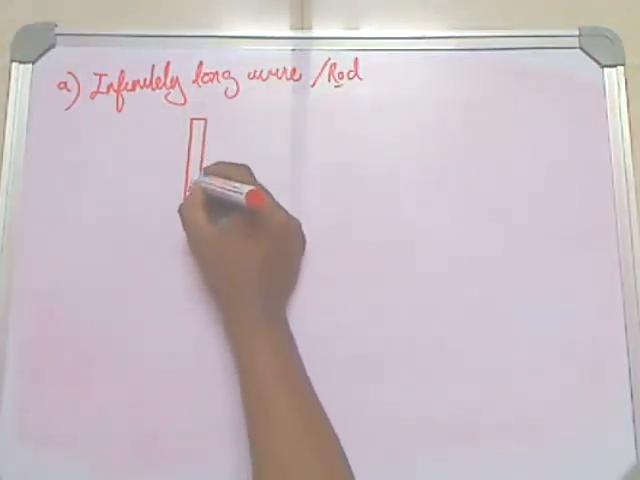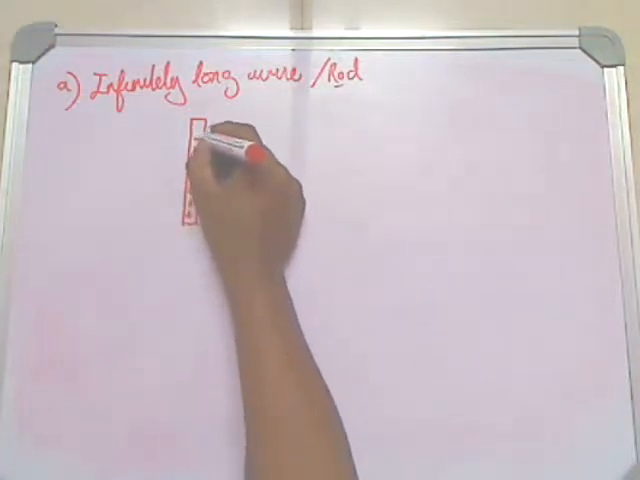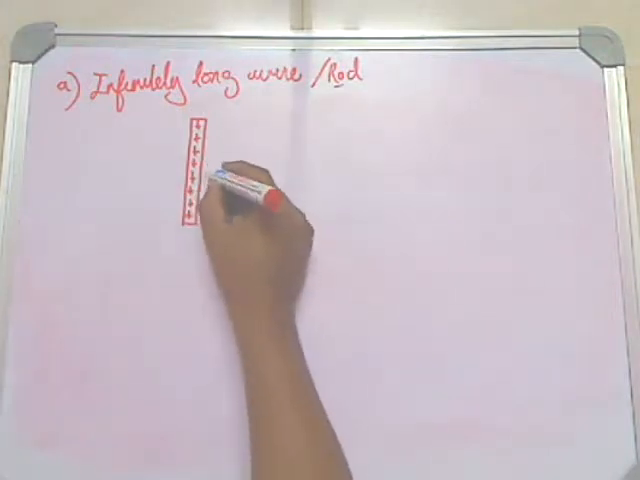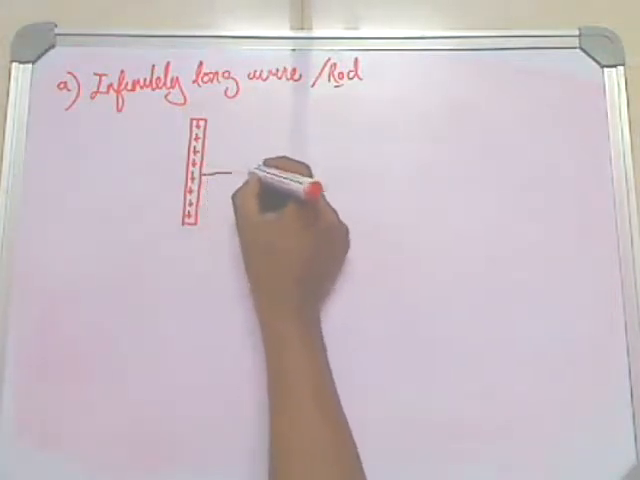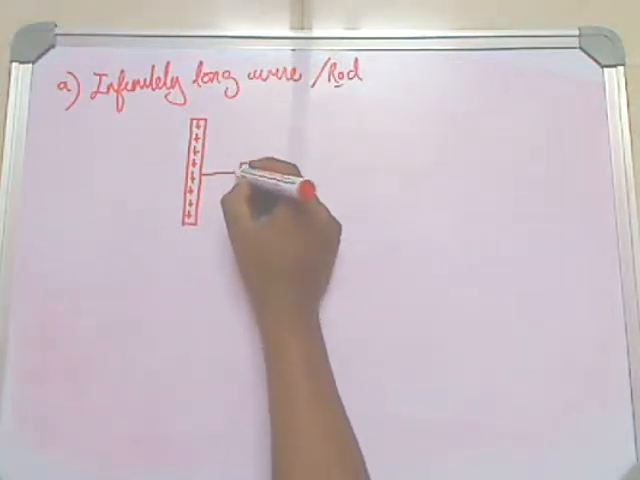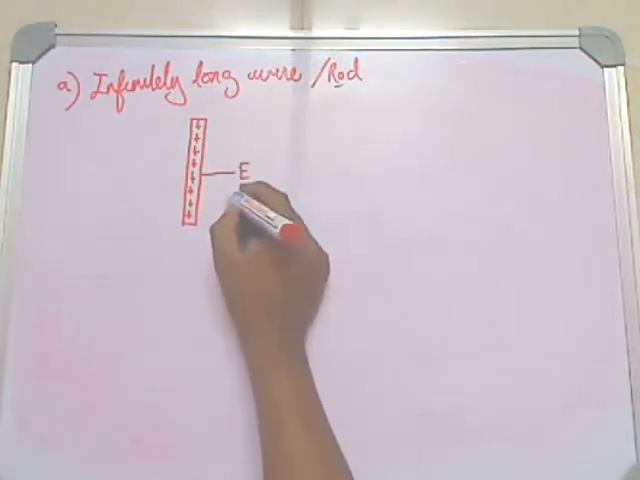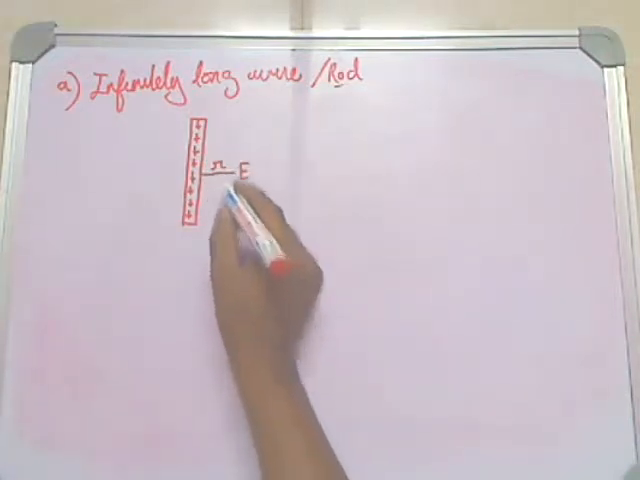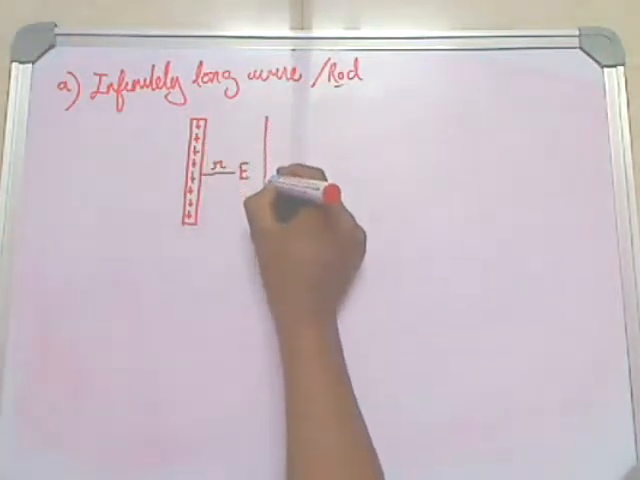Now, let's say you have a wire here, and the wire has many charges. Because of the presence of a charge, there is an electric field. At this particular point, you have an electric field. Now, the electric field is at a distance of r, and the length of the wire here you could consider to be L.